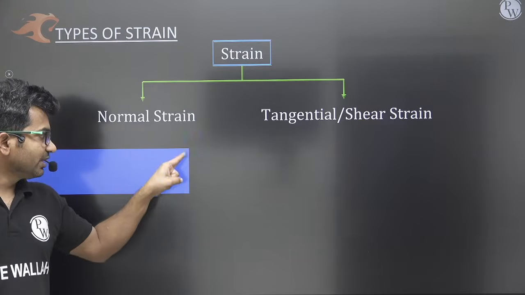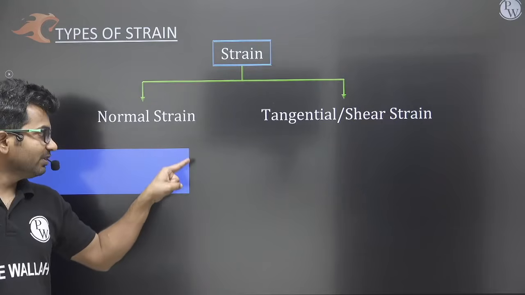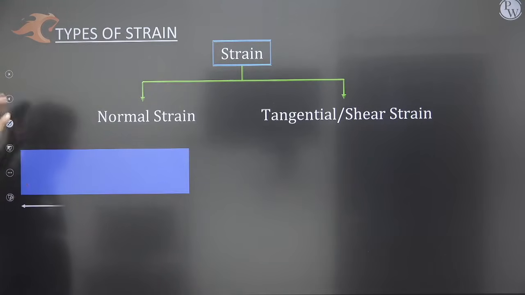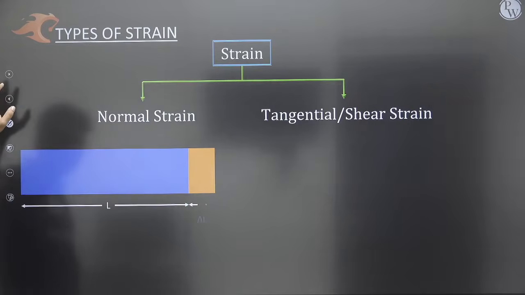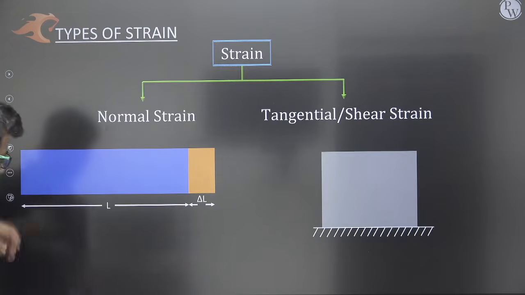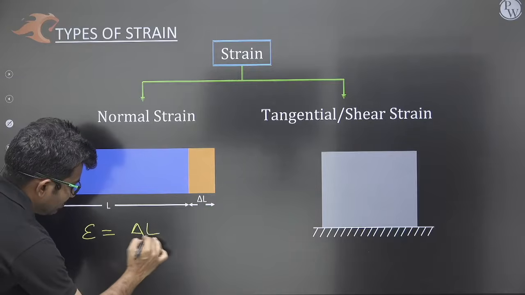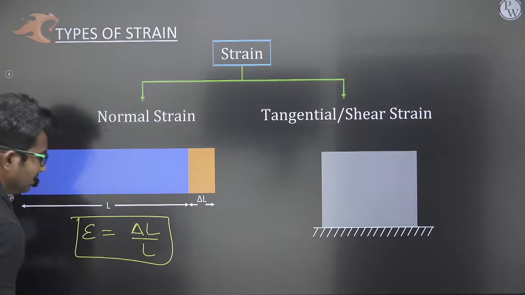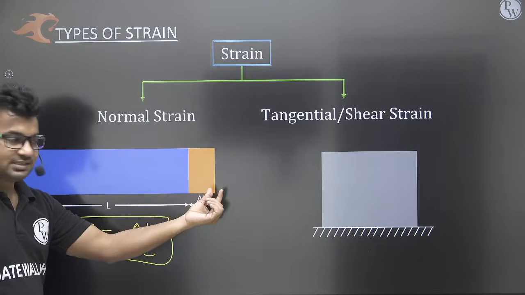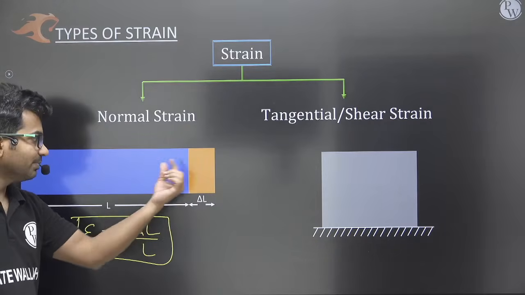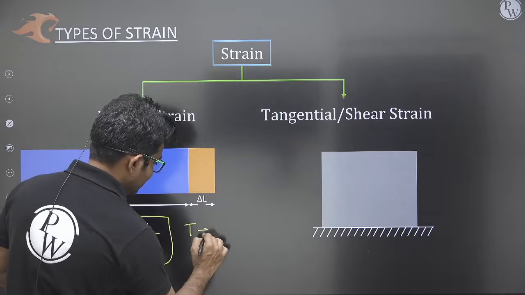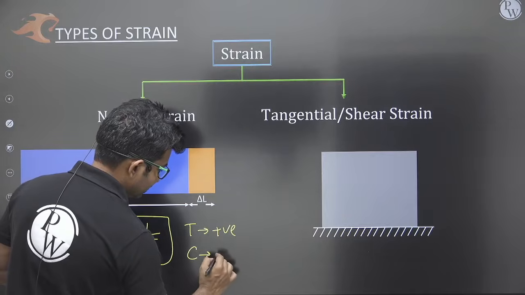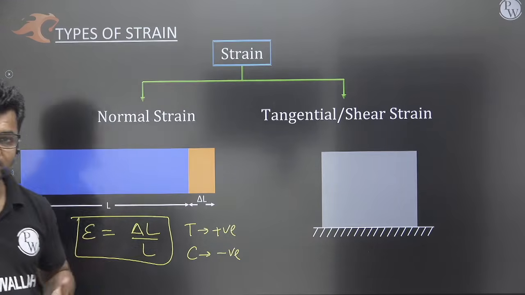So tensile force will create tensile stresses that will be normal stresses, and this will result in elongation. The original length was, let us say, L, but after applying the force it has elongated by an amount delta L. So strain we can write in this case as delta L by L, and this will be the normal strain. If stresses are tensile, stresses are positive. If stresses are compressive, then stresses are negative. Similarly, in this case, tensile strain will be positive and compressive strain will be negative. Okay, so we have seen sign conventions also.